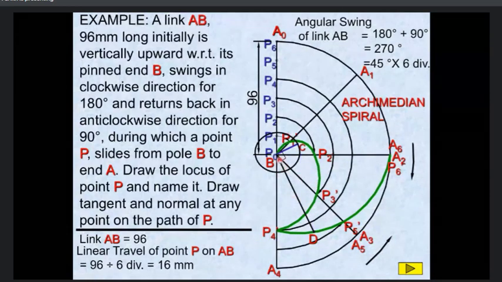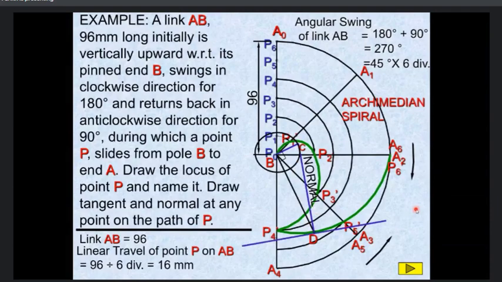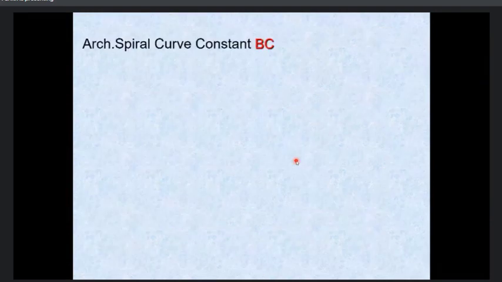See, I'm connecting first any point with the pole, drawing a perpendicular line to it equal to the constant of the curve. Okay, and then connecting that point C with the D, that is a normal, and perpendicular to it will be the tangent. So finding the normal and tangent, let me show you the constant of the curve.